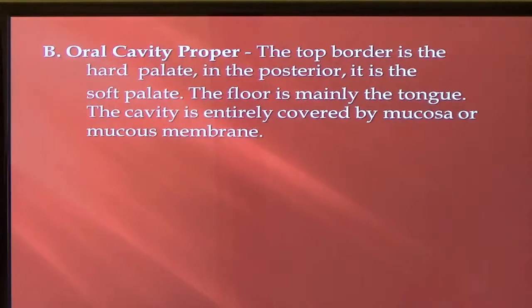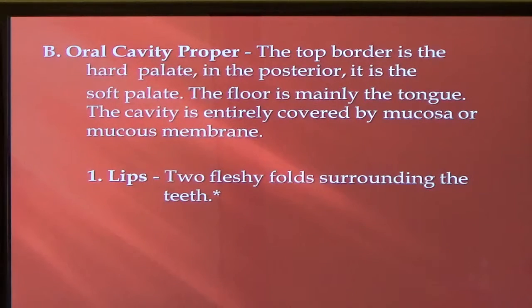And the other part is the main part of the mouth, the oral cavity proper, they call it. The top border is the hard palate. In the back, it's the soft palate. The floor is mainly the tongue. And again, the cavity is entirely covered by mucosa or mucous membrane.